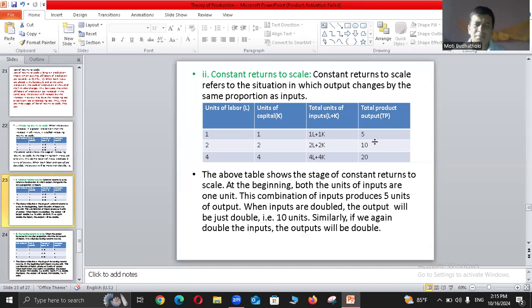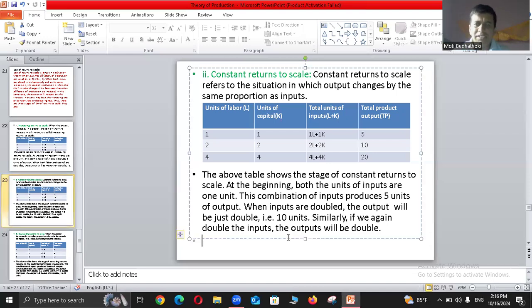If we halve the inputs, we get half the product. That means in the same ratio, the above table shows the stage of constant returns to scale. At the beginning, both the units of inputs are 1 unit. This combination of inputs produces 5 units of output. When inputs are doubled, the output will be just double, that is 10 units. Similarly, if we again double the inputs, the output will be again double. We can see here, in the beginning, here is 1L plus 1K, and the product is 5 units.